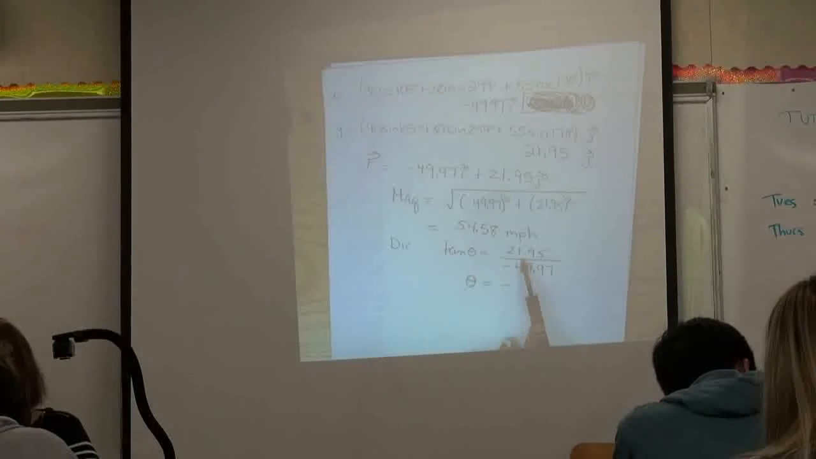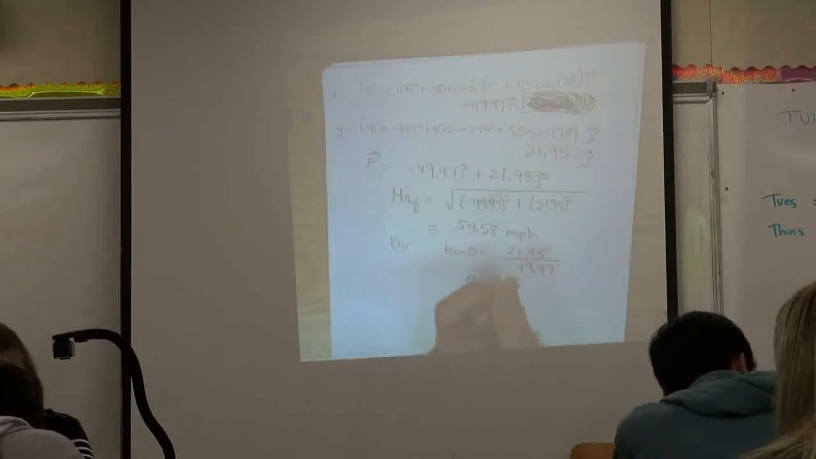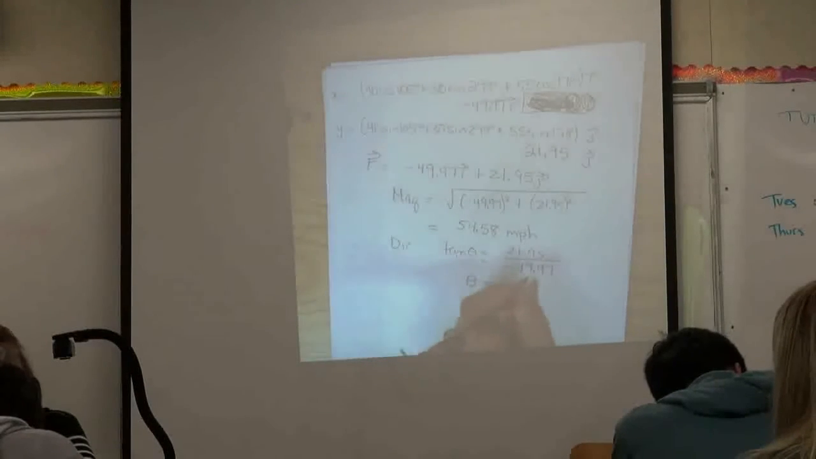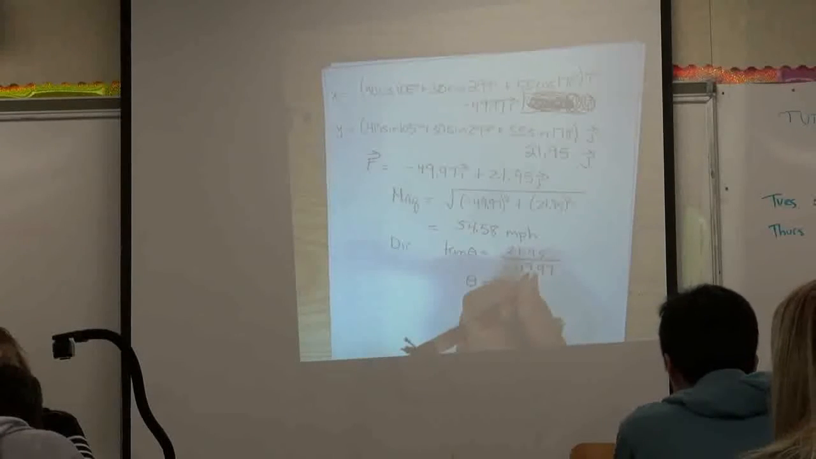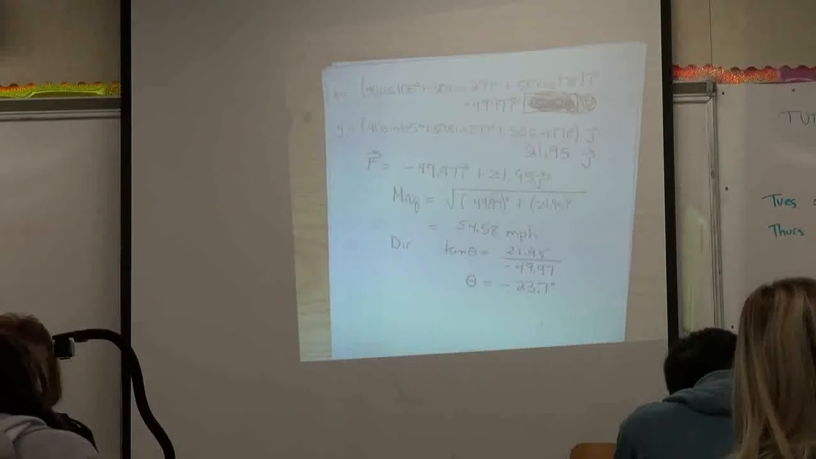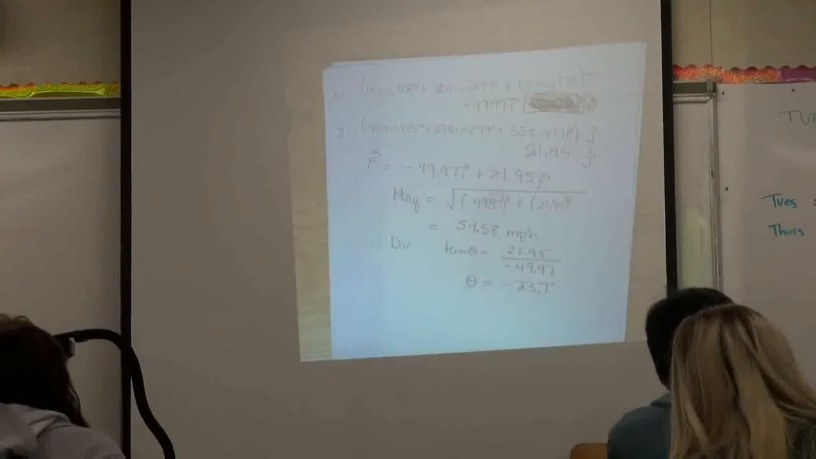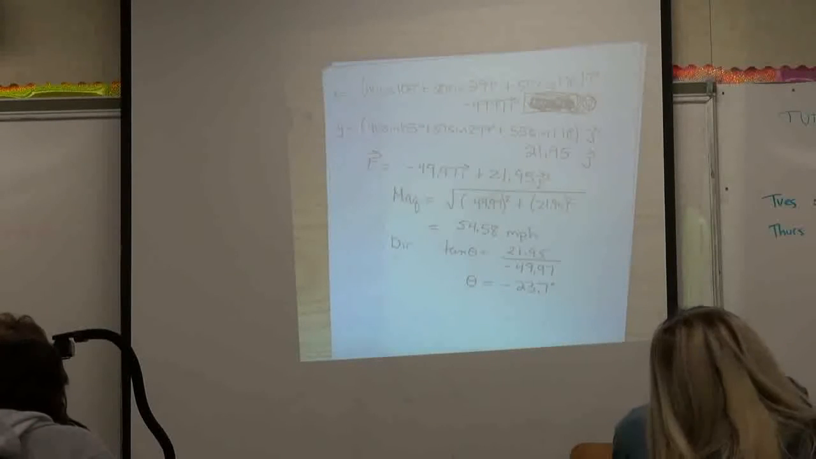What do the rest of you get? Come on, you guys. Negative 23.7. Negative 23.72? Yeah. Okay. Why am I not getting that? Jake, come on. I don't know why I'm not getting that. I put it in correctly. I checked. Then use one of my calculators. We don't want another hour of this. Sorry.